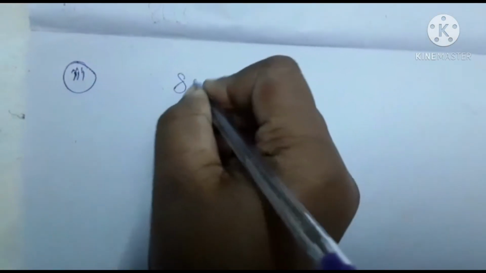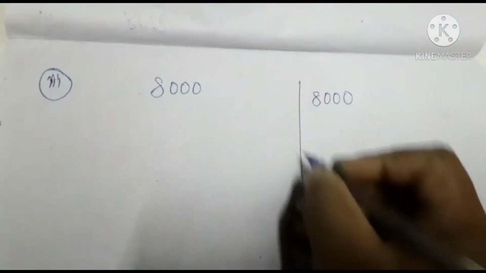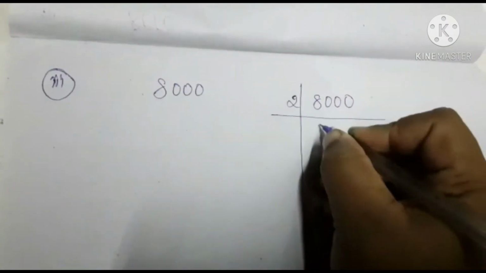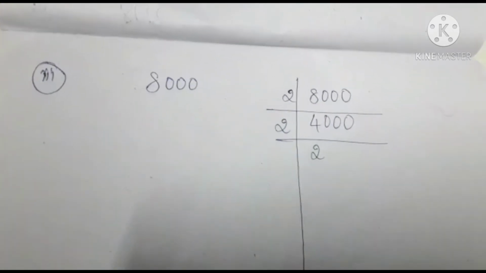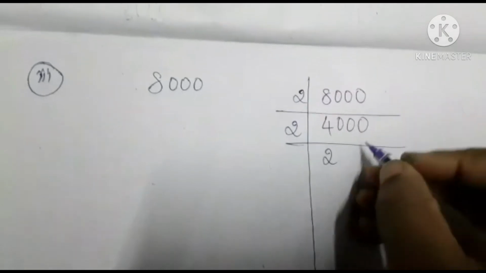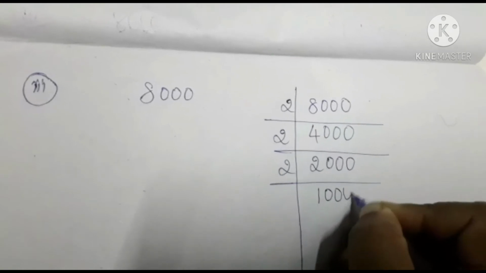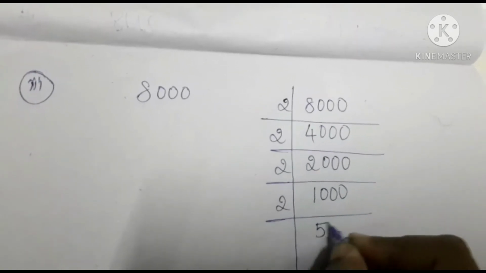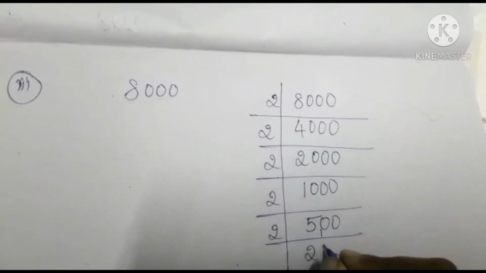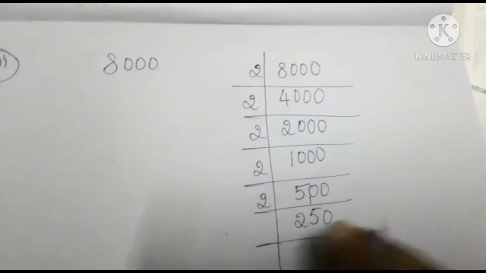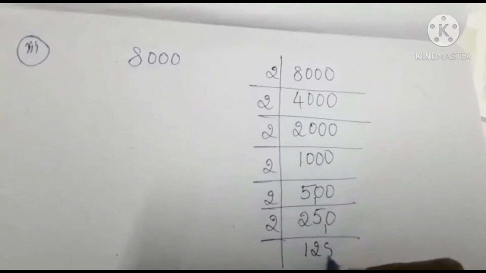Now third one, 8000. 2 4s are 8. 0 0 0. Now 2 2s are 4. Now 2 2s are 4. 0 0 0. Now 2 1s are 2. 0 0 0. 2 5s are 10. Now 0 0. 2 2s are 4. Carry 1 0. Now 250. 2 1s are 2. 2 2s are 4. Carry 1. 2 5s are 10.